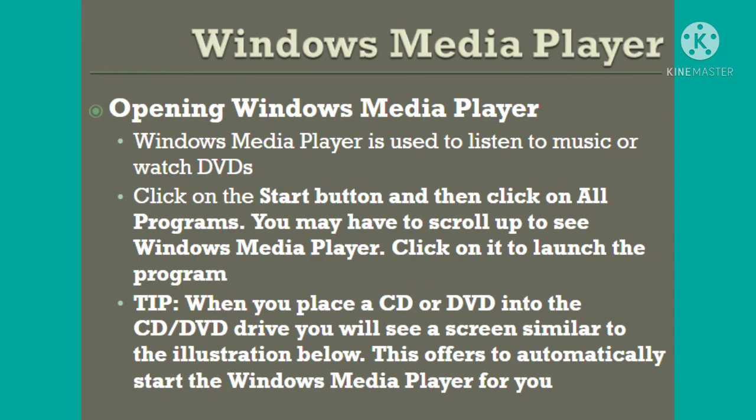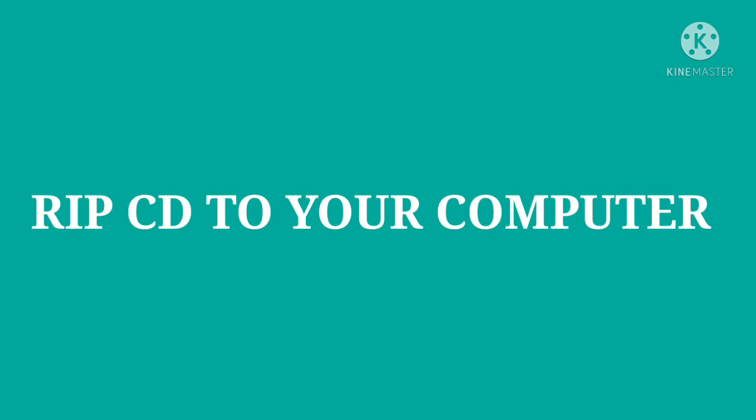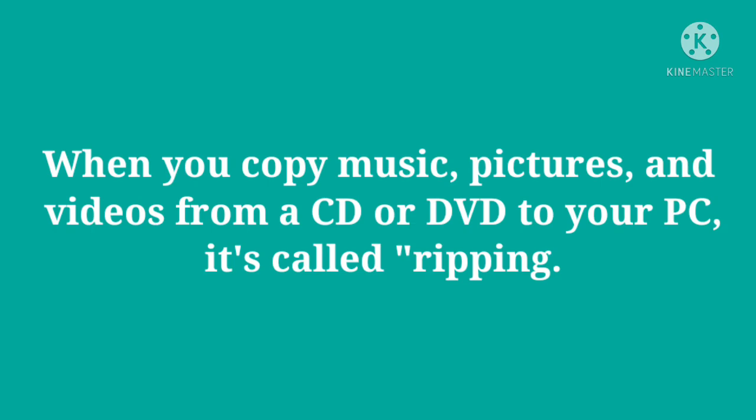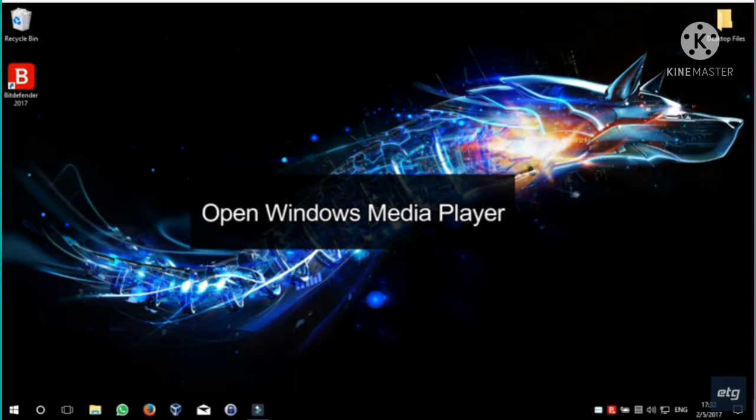Windows Media Player is a software which is mainly used to run and organize the digital media files in your PC. PC means personal computer. So here we are going to learn how we can rip. Rip means copy CD to our computer, which means ripping a CD to your computer means copying songs, pictures, or videos from our CD or DVD to our PC, with the help of Windows Media Player.